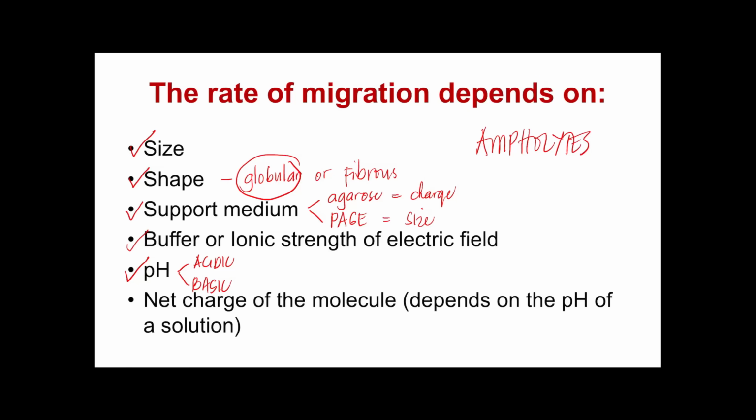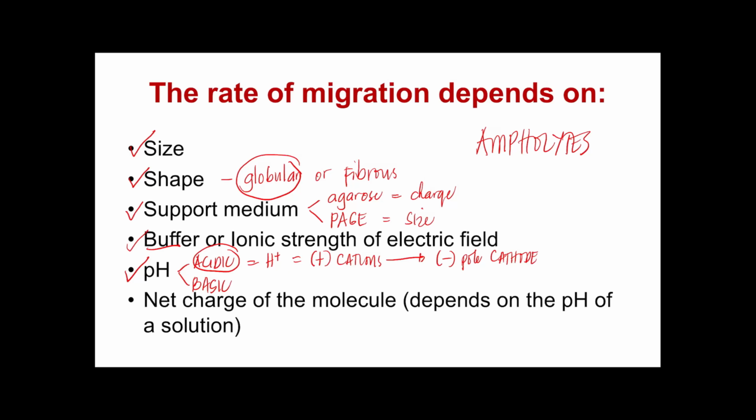Like for example, if a buffer is more acidic as compared to the isoelectric point of an ampholyte, then it will bind hydrogen ions. So what will happen now to the proteins? So the proteins will become positively charged. So we call them cations. So they will migrate towards the negative pole, which is the cathode.